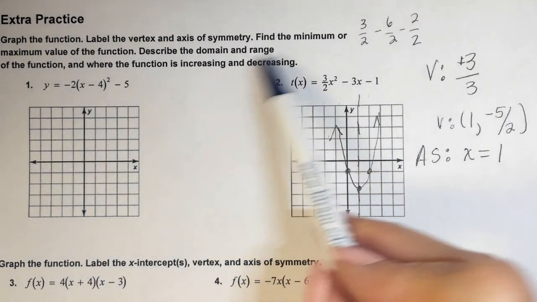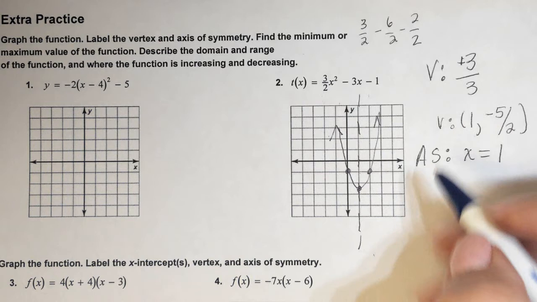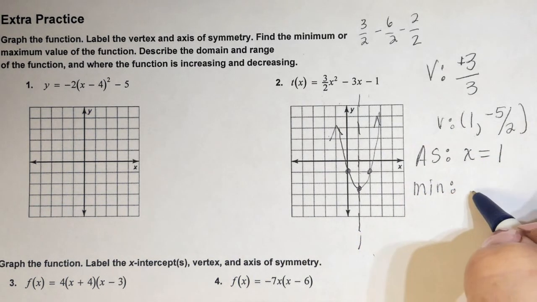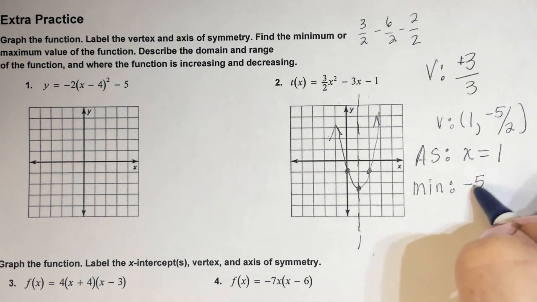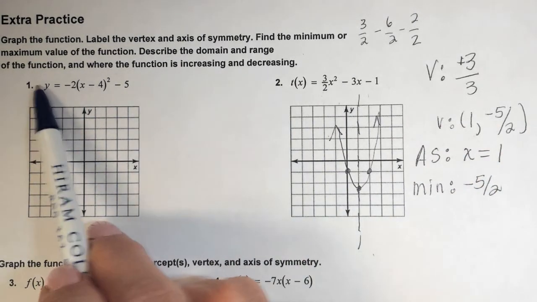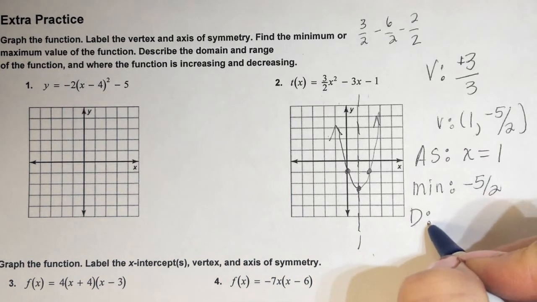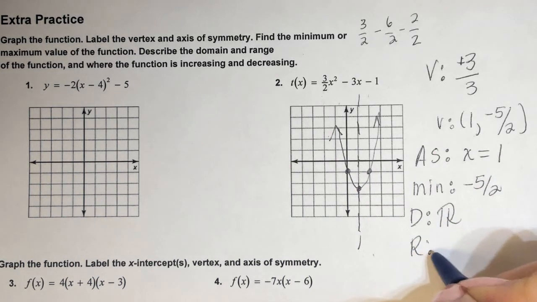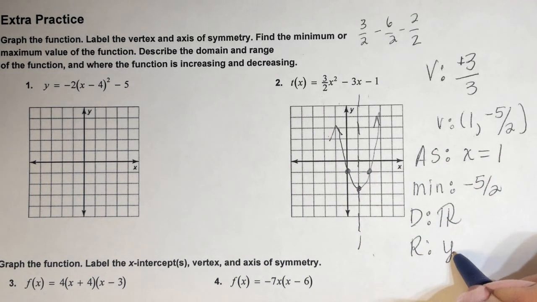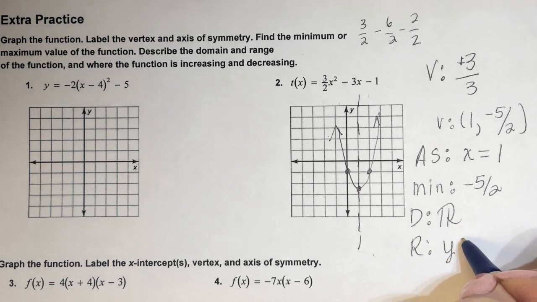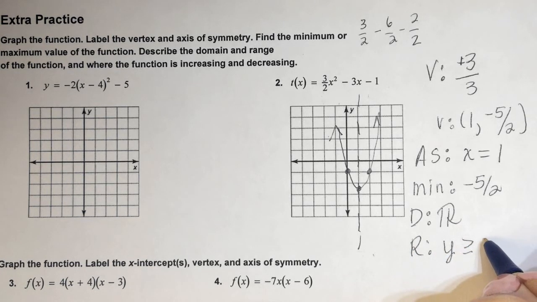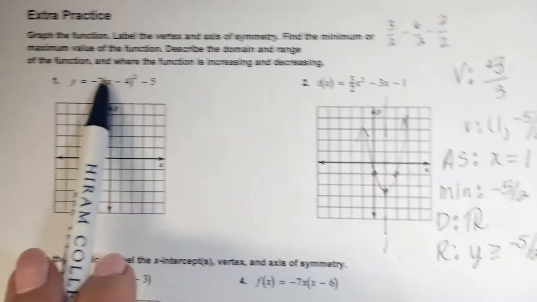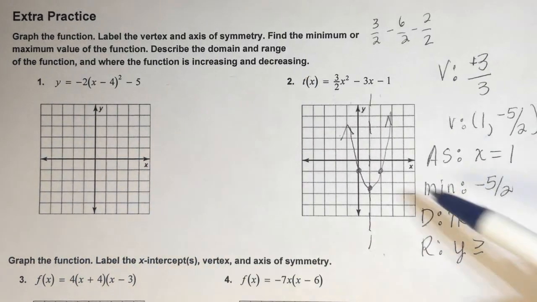Okay, now do we have a maximum or a minimum? Minimum. Our minimum is what? -5/2, good. Describe the domain and range. I'm going to do this the way that Big Ideas will do it. Our domain would be all real numbers. Our range would be, they use inequality form, so y is what? Greater than or equal to -5/2. And the last thing, it says to find where the function is increasing and decreasing.